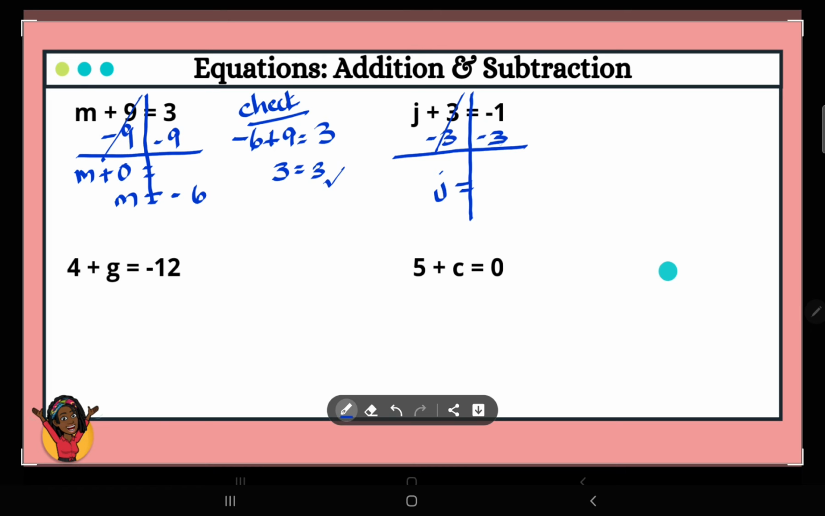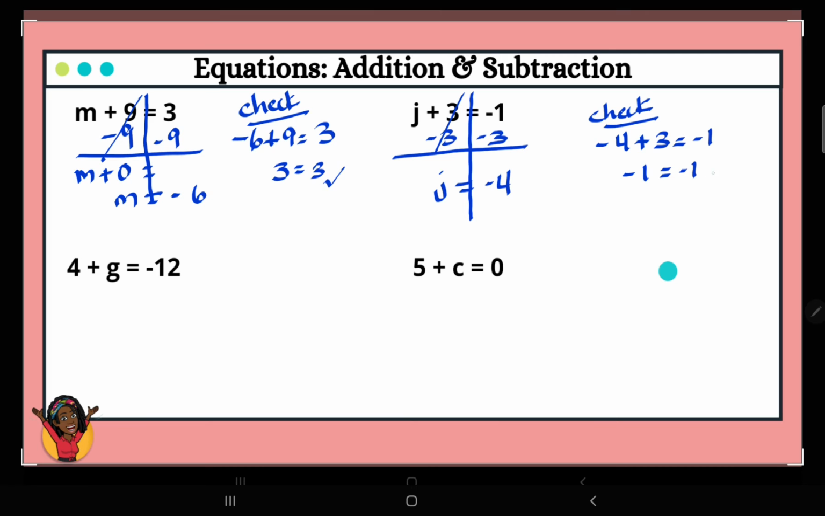Negative 1 minus 3, same signs. We're going to add and keep the sign, so that gives me a negative 4. Let's go ahead and perform our check. So we have negative 4 plus 3 is equal to negative 1. Negative 4, positive 3, we have different signs. Different signs, we subtract and keep the sign of the larger number. So that's a negative 1 equal to a negative 1. It's balanced, and that works.